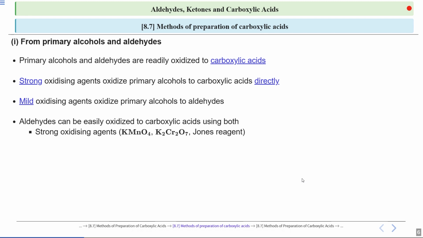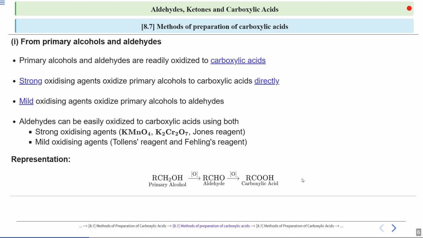So they are effective in oxidizing aldehydes to carboxylic acid. Or you can also use mild oxidizing agents. Interestingly, mild oxidizing agents like Tollens reagent and Fehling reagent can oxidize aldehydes to carboxylic acids.